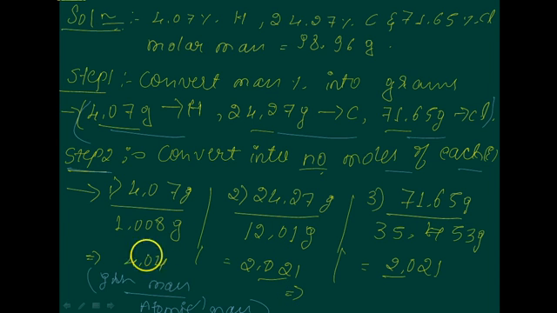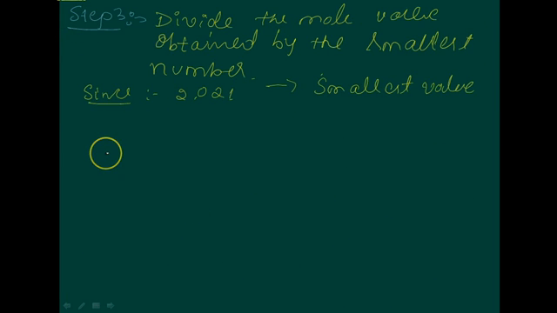All should be divided by the smallest number, and we are getting a 2:1:1 ratio. This is how we get 2:1:1, for hydrogen to carbon to chlorine. In case the ratios are not whole numbers, they may be converted into whole numbers by multiplying with a suitable coefficient. So this is about step 3.